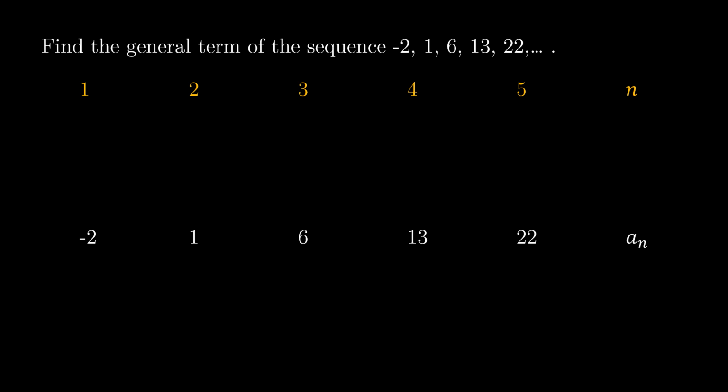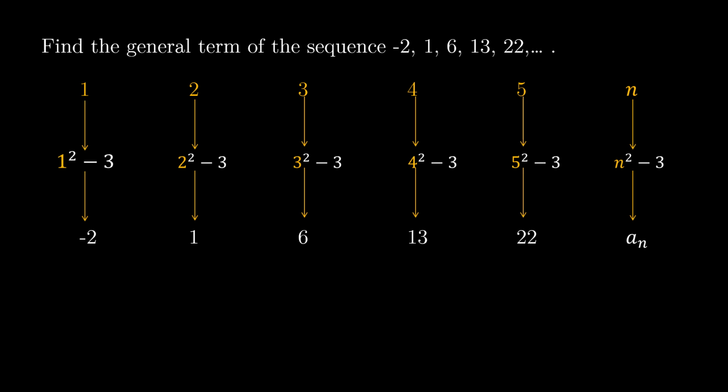Here the operation is to square n, then subtract 3, and it's true for 1 to 5. That is 1 squared minus 3, 2 squared minus 3, 3 squared minus 3, 4 squared minus 3, that is 16 minus 3, 13, then 5 squared minus 3, that is 25 minus 3, 22. Since this combination of operations works from the first term to the fifth term, we can generalize. Therefore, our general term is a sub n equals n squared minus 3.